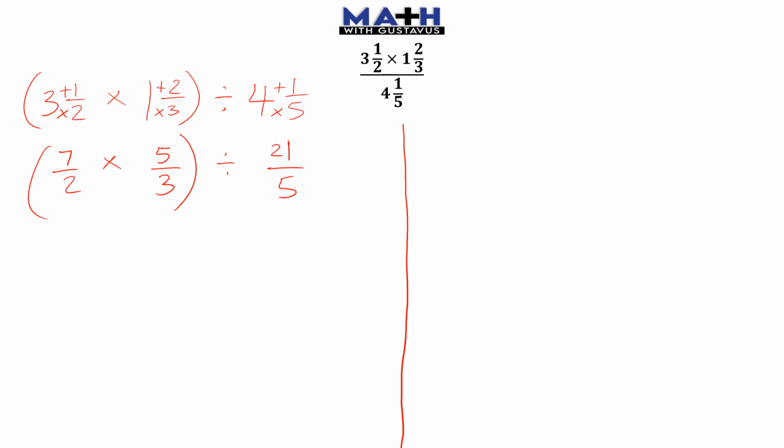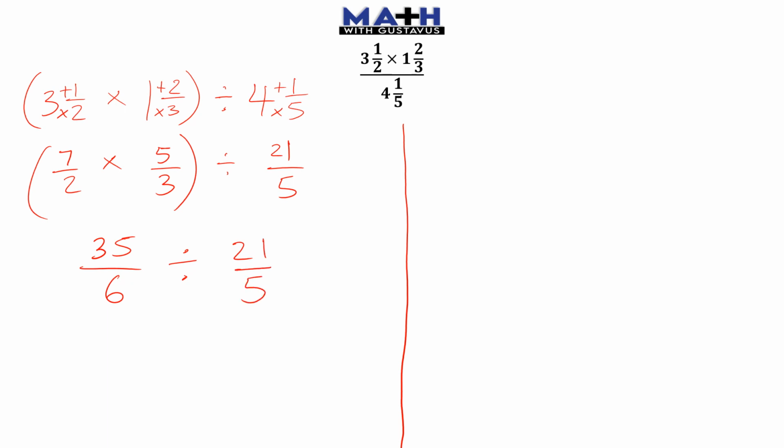So let's simplify what's in the parentheses. In the parentheses, we have a multiplication problem. As you can see, there's nothing there that we can reduce. So since we can't reduce, we're going to multiply the numerators first, which will be 7 times 5, which is 35, and then multiply the denominators. 3 times 2, that will give us 6, and then we put back division, and then 21 over 5.